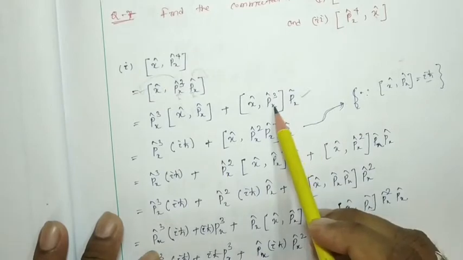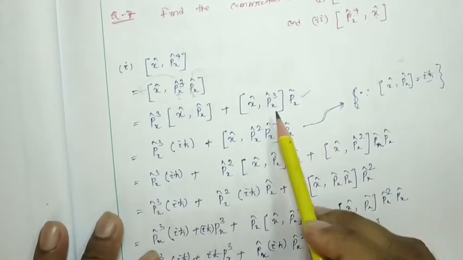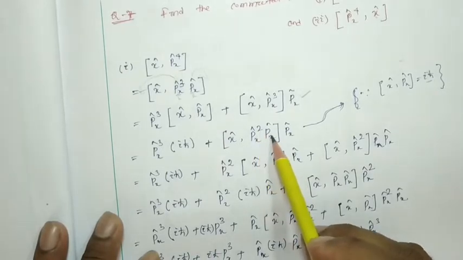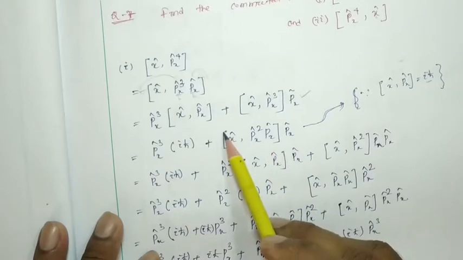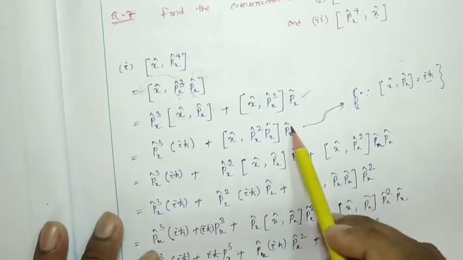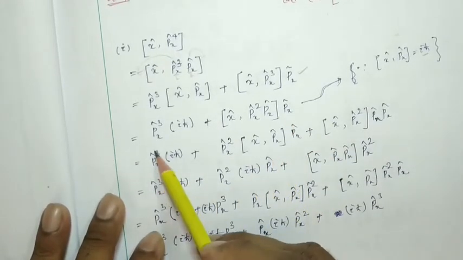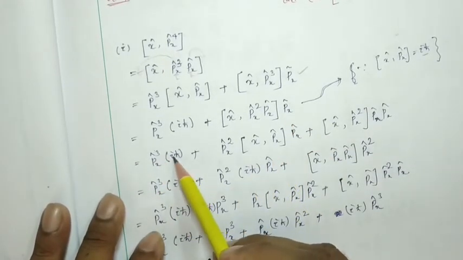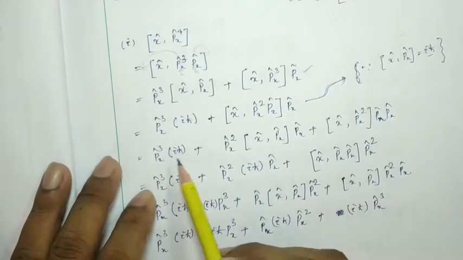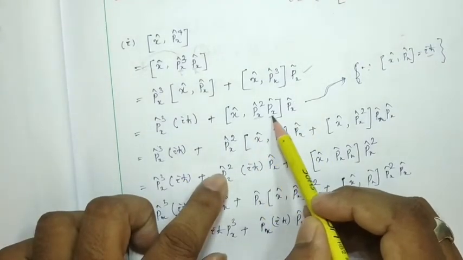Plus this p_x cap cube again is going to be written as p_x cap square [x cap, p_x cap] commutation. p_x cap will already be there, it will be written like this. Then here p_x cap cube iħ cross will be here. Here we are not going to do anything. So here this is your left, this is your right.